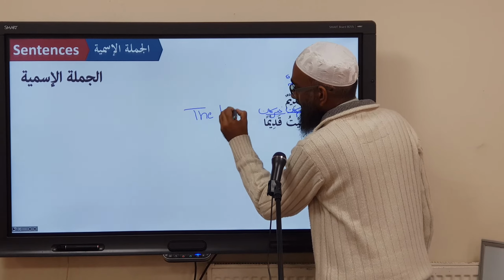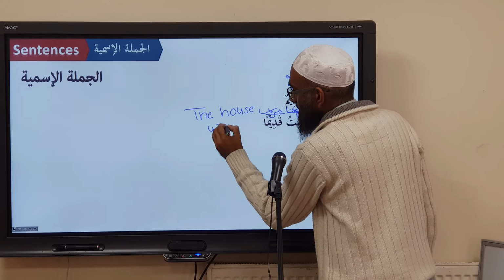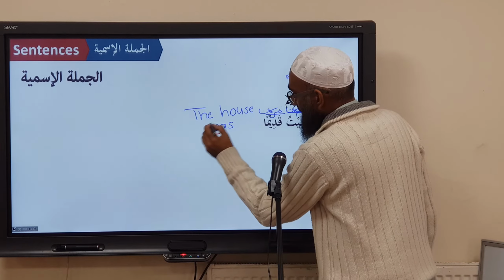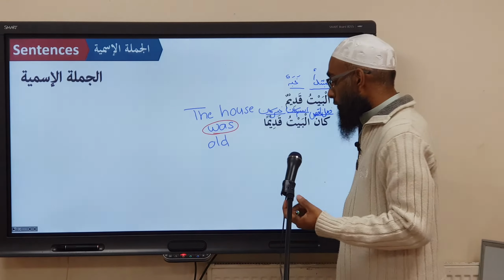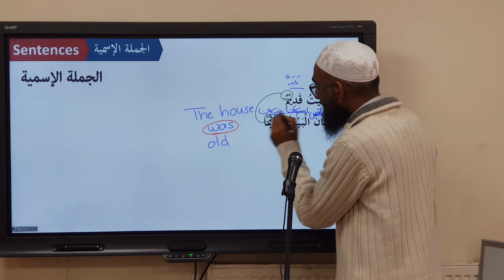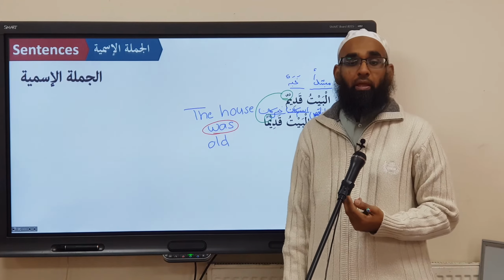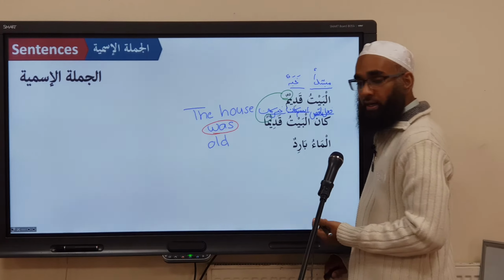The house. What's the key word here? Was old. Maybe it was old and now it's broken altogether. Anyways, the key word here is was. And also the next change, what happens here? That qadimun becomes what? It was marfu' before, now it becomes mansoob. Everybody following me? Okay.